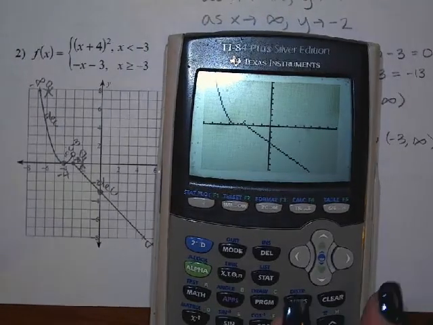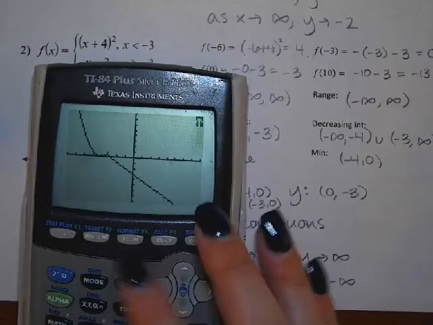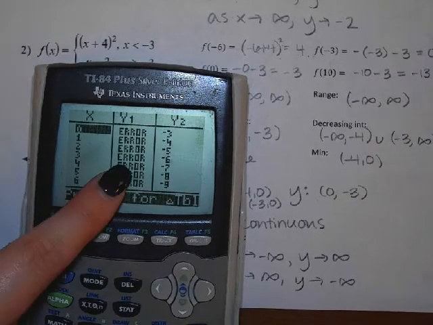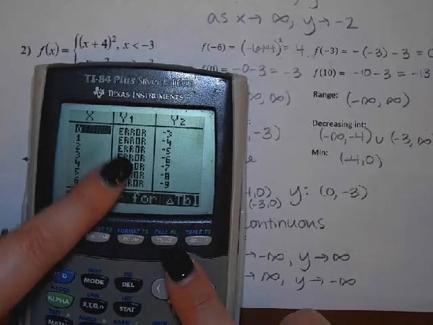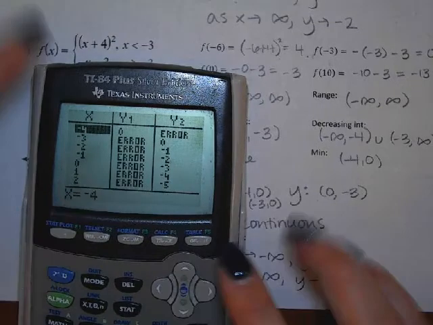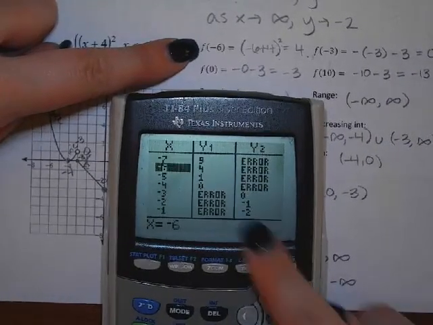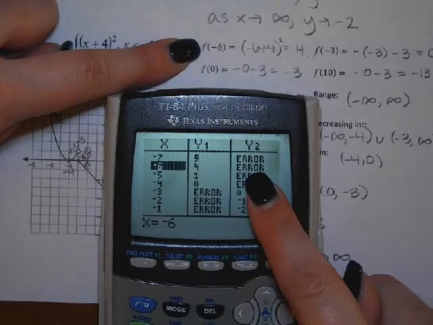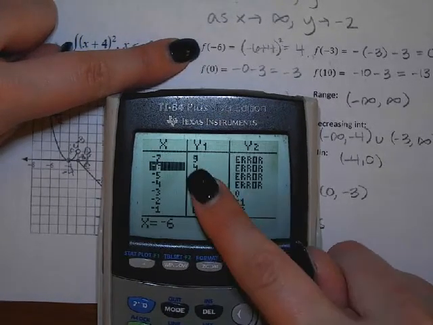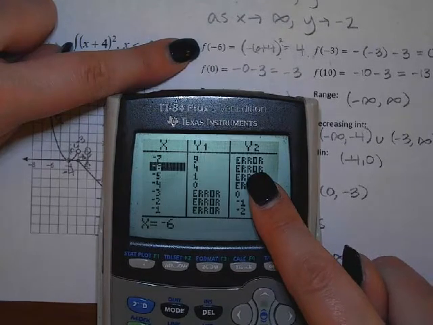Now here's the other cool part. If you hit second graph and you look at the table, the errors will show you where you cannot plug the number in. So if I want to plug in negative 6, I better get 4 as an answer, not error as an answer. So that means I'm using the first piece. I am not using the second piece.